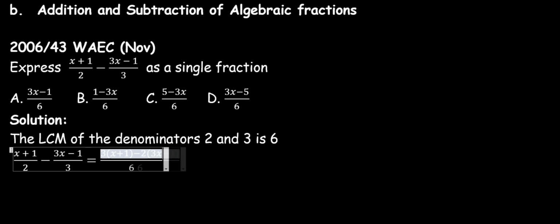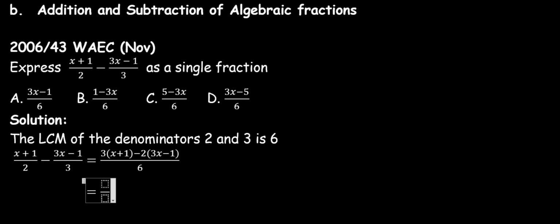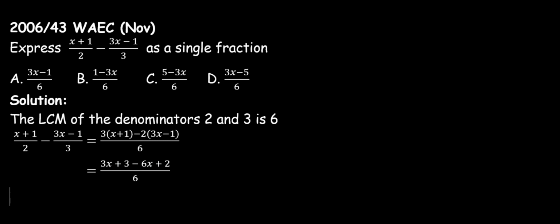Then minus, 3 divides 6 is 2. Then 2 into the next item in the numerator, which is 3x minus 1, bracket open and close. And opening out the bracket in the numerator, we have 3x plus 3 minus 6x plus 2, divided by 6. And simplifying further, we have 5 minus 3x divided by 6.